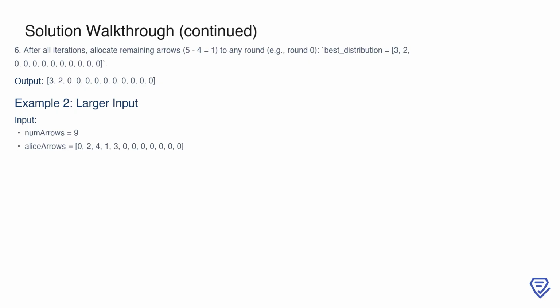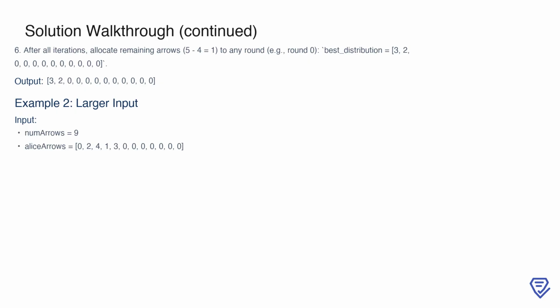We can assign this remaining arrow to any round, such as round 0, which adjusts Bob's distribution to 3, 2, 0, 0, 0, 0, 0, 0, 0, 0, 0, 0. Finally, the output for this example is 3, 2, 0, 0, 0, 0, 0, 0, 0, 0, 0, 0.